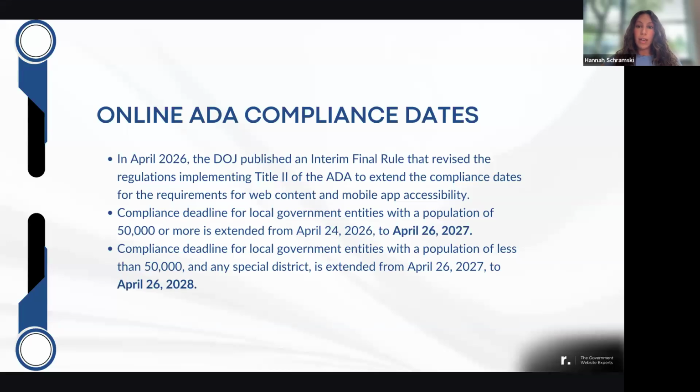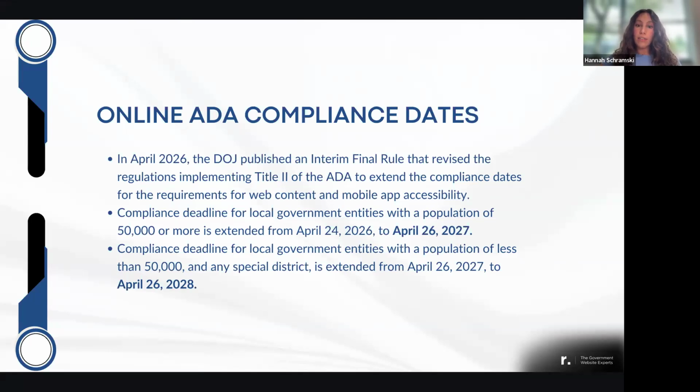So this is the information that has changed in the past couple of months. In April 2026, the DOJ did publish an interim final rule that revised the regulations implementing Title II of the ADA to extend the compliance dates for the requirements for web content and mobile app accessibility. Many of you probably already know this because it means you've been granted an extra year to get your website in compliance with the ADA.